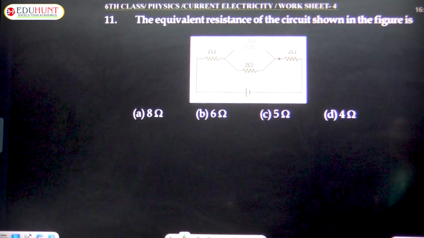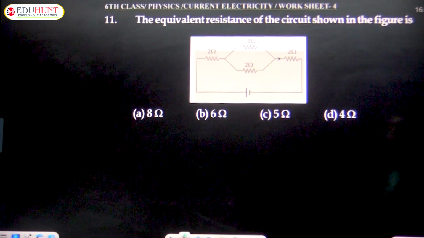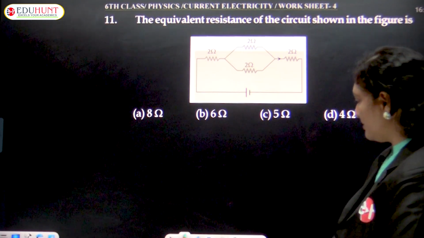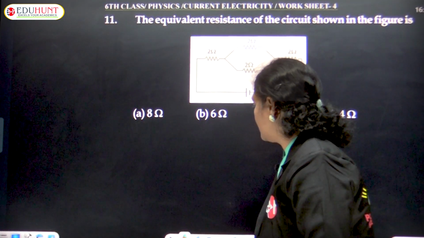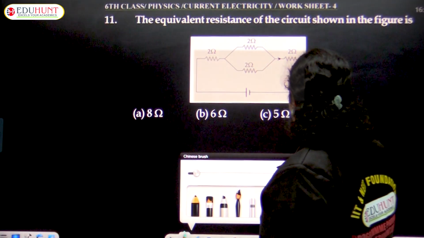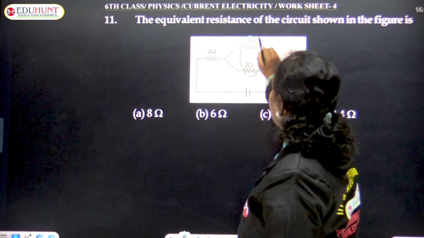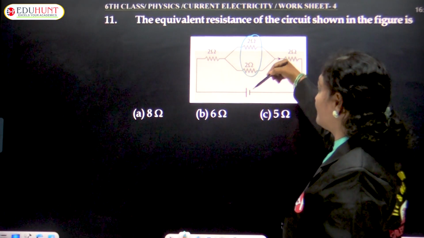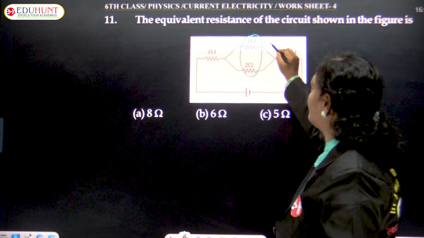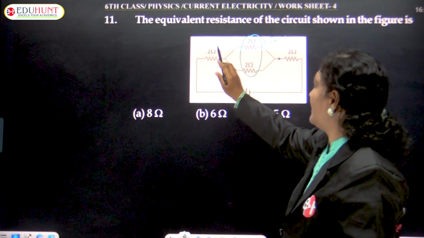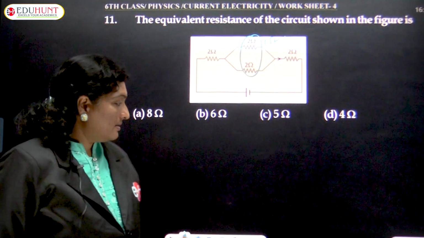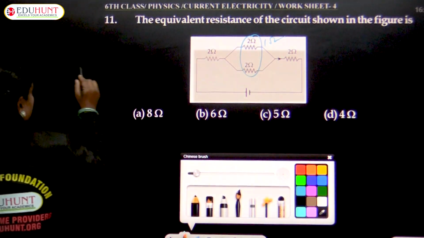Well, so moving to the 11th question, the equivalent resistance of the circuit shown in the figure is. Also a simple question, children, very clearly you can solve this orally. Looking at this picture, 2 equal resistors are connected in parallel. The resultant resistance will be R by 2, that is 2 by 2 is 1 ohm. After that we observe that 2 ohm, 1 ohm and 2 ohm are connected in series, and the resultant diagram can be drawn something like this.